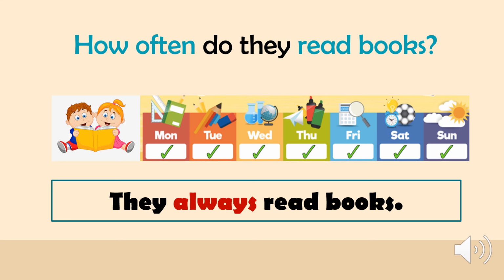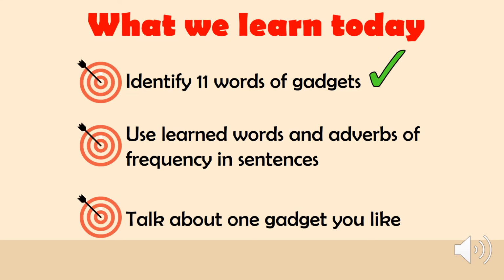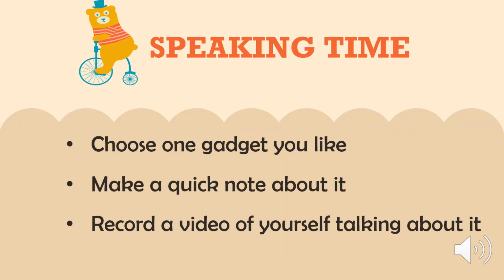How many correct answers have you got? Okay, let's look at what we have done. We finished the first objective and now we finished the second one. We can use learned words and adverbs of frequency in sentences, right? Well done, everyone. Now let's move on to the last one. It is speaking time.